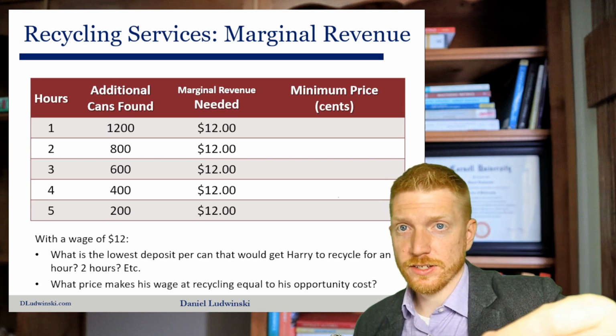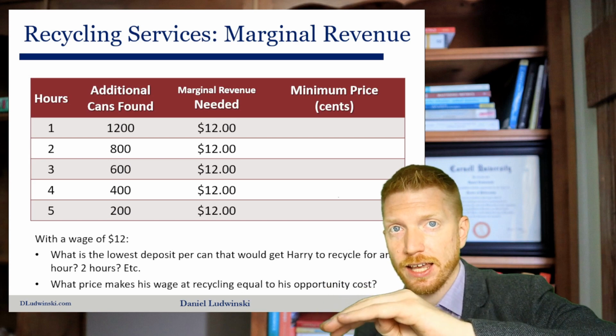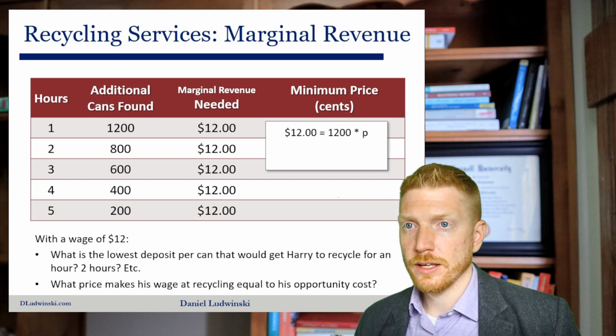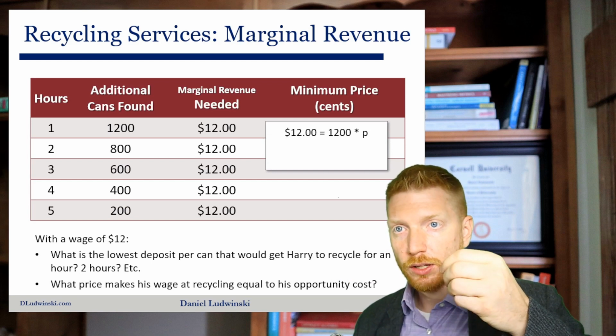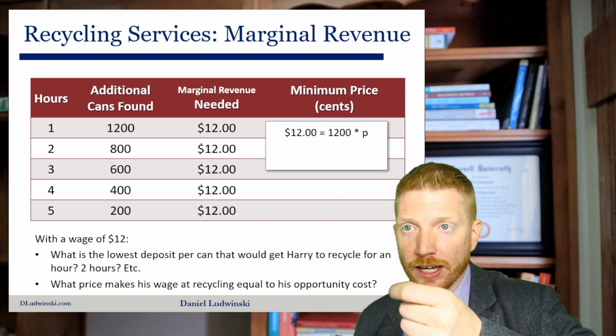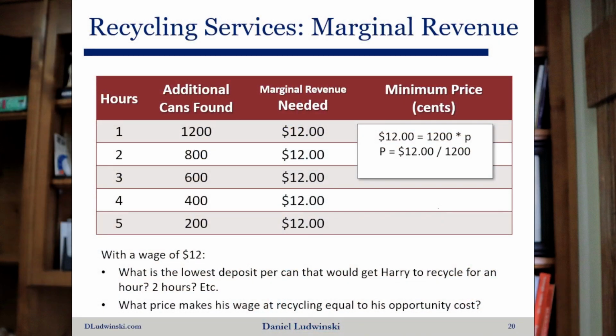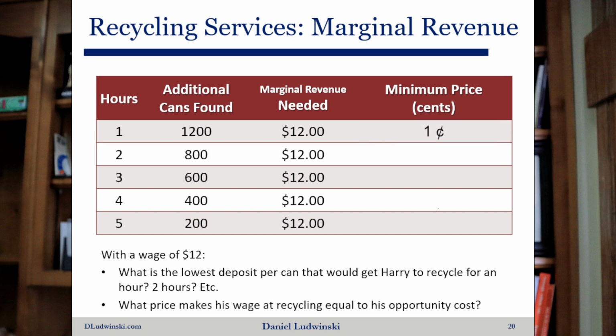What is the price that is going to make the opportunity cost for collecting cans exactly equal to that $12, the opportunity cost for dishwashing? So $12 needs to equal the price for recycling the can times the 1,200 extra cans. Doing the math here, we just need to do some rearranging, and we see that the price that makes this equation equal, and that makes it worth it for him to do that first hour, is actually only 1 cent.